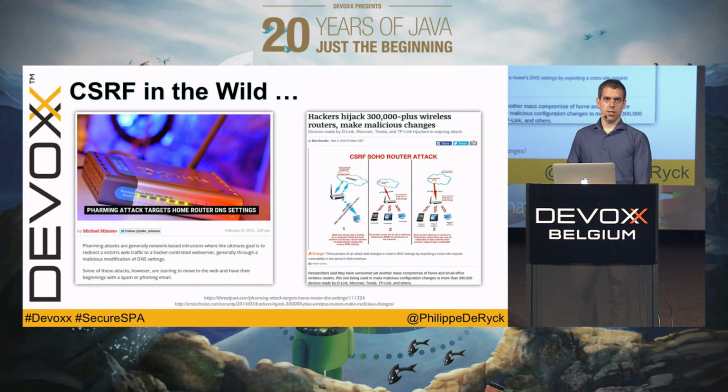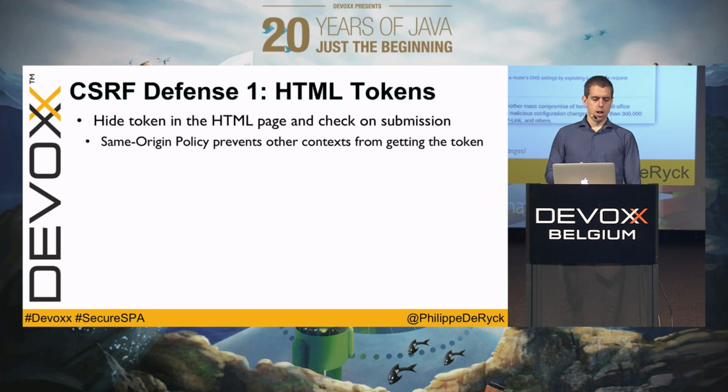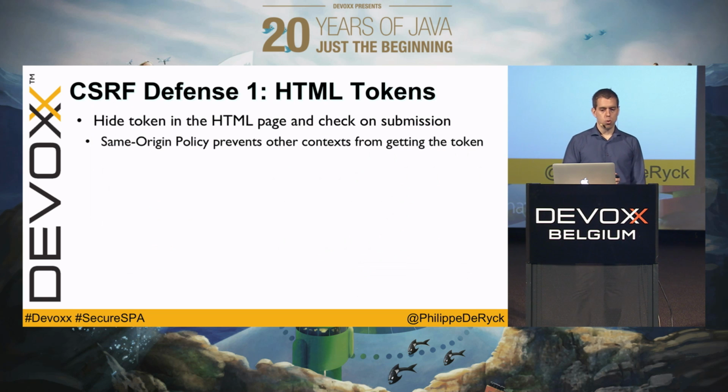But we know how to protect against this, and that's a great thing. Once you know how to do it, it's very easy and very straightforward. The first defense are HTML tokens. This is, again, from back in the day, how we used to protect against CSRF. Essentially, you hide the token in the HTML page, and you check the token on submission of the form.